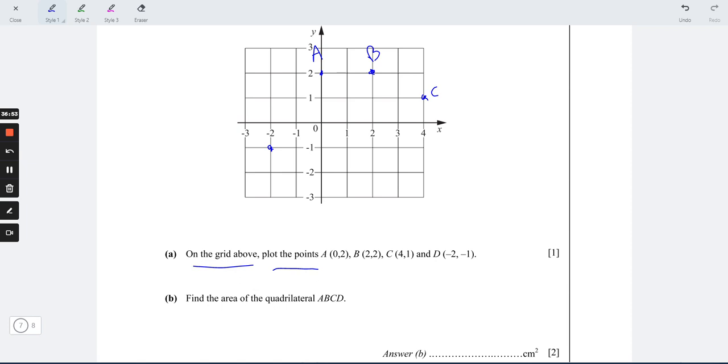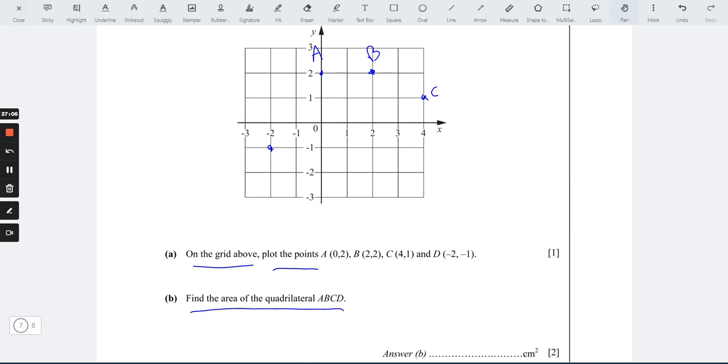So using your ruler, it's important to use your ruler, because they are going to ask you to find the area of the quadrilateral ABCD. So using a ruler is good. I will try to use this line here, to this point here, to this point here, and then connect. Yeah, almost like this.